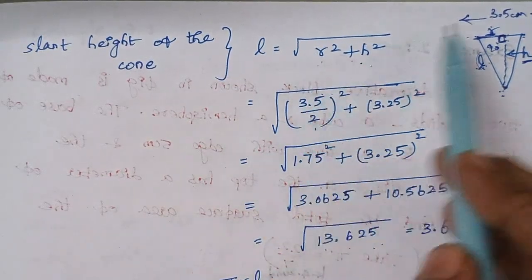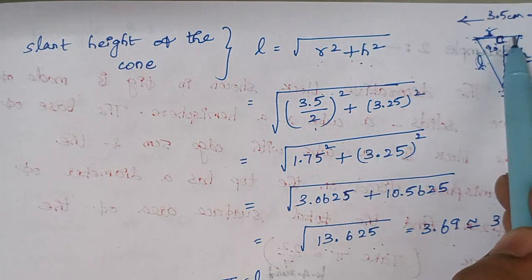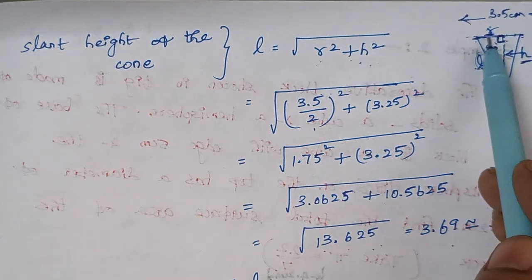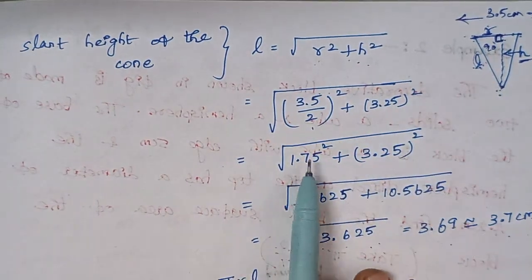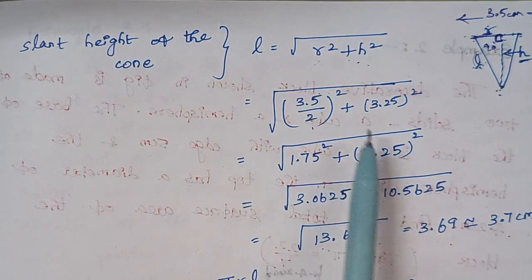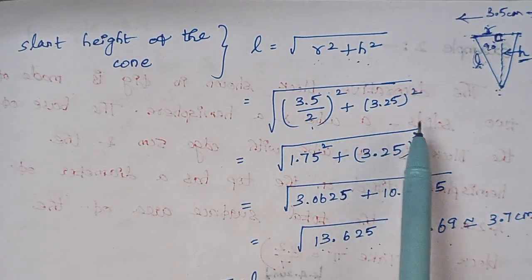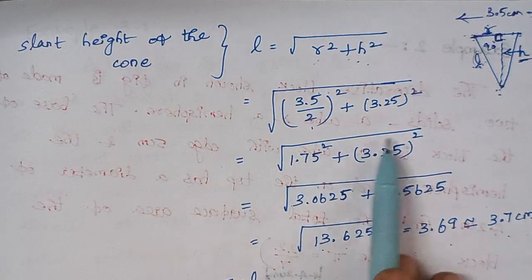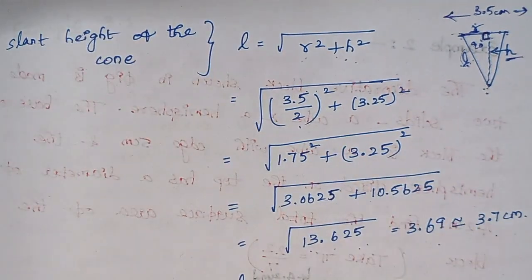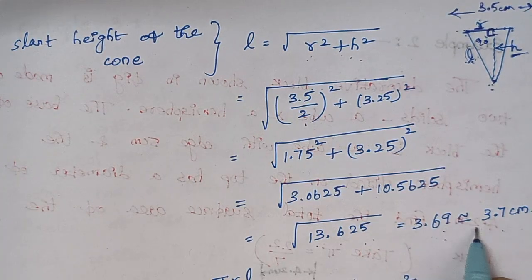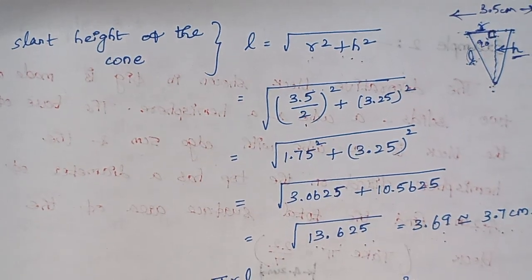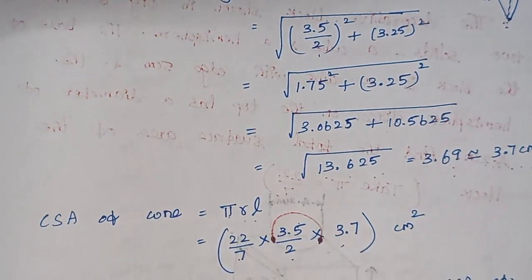So what is the value of R? You see this length is 3.5, right? It is given in the problem. So R will be 3.5 divided by 2. So 3.5 by 2 gives 1.75 square plus the value of H we have just now calculated, it is 3.25. So just substitute the values and finally we are ending up with the answer as 3.69. So I am rounding it off as 3.7 centimeter to make our calculation simpler, right? That's it. So the curved surface area of the cone is pi r L.